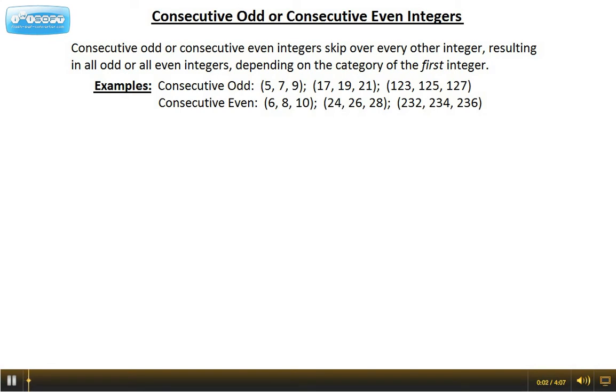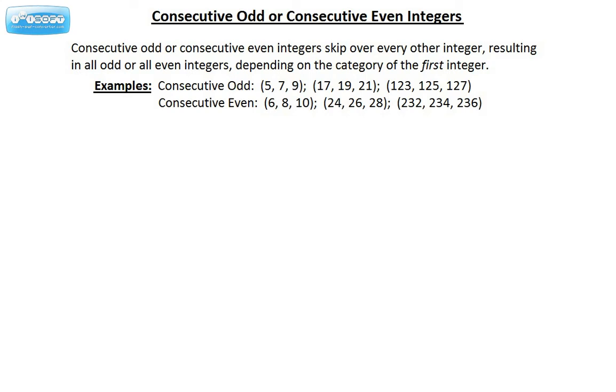Consecutive odd or consecutive even integers. Consecutive odd or consecutive even integers skip over every other integer, resulting in all odd or all even integers, depending on the category of the first integer. Here I have some examples of both types.